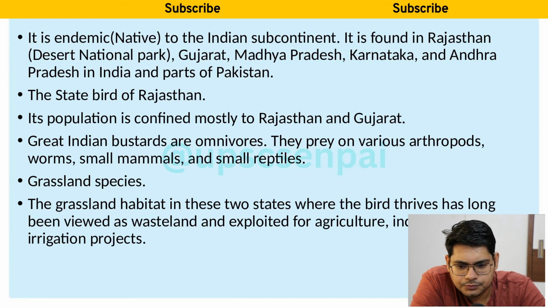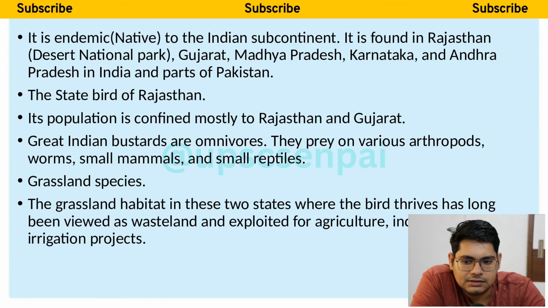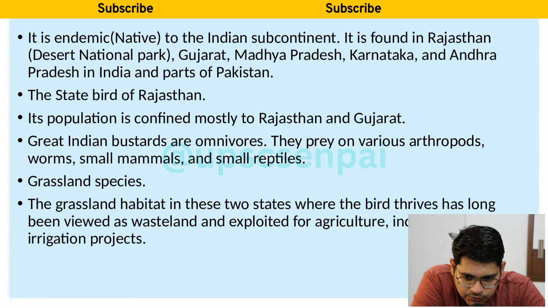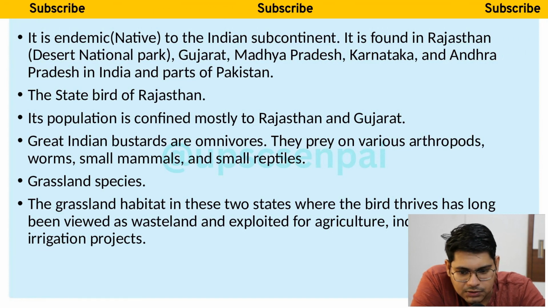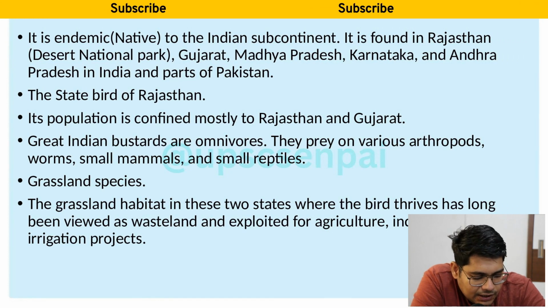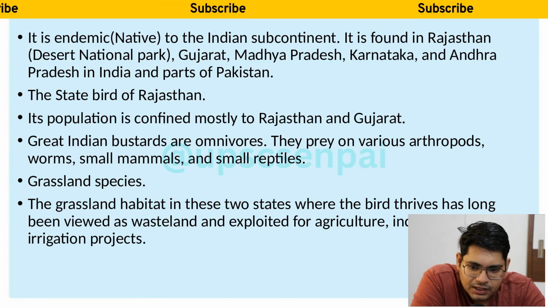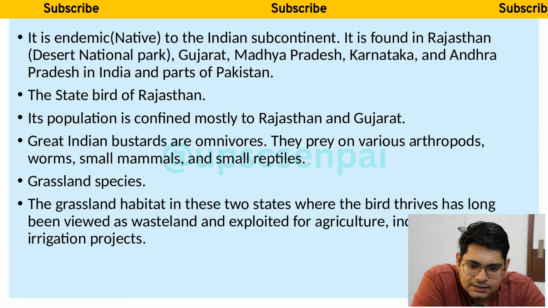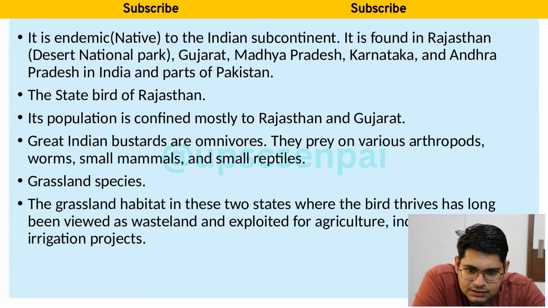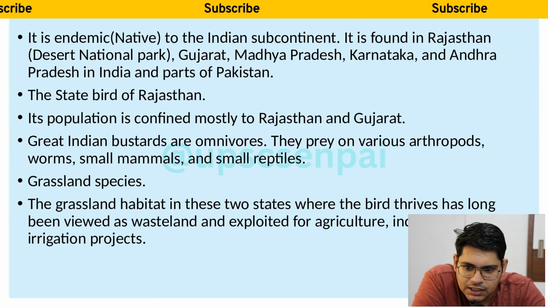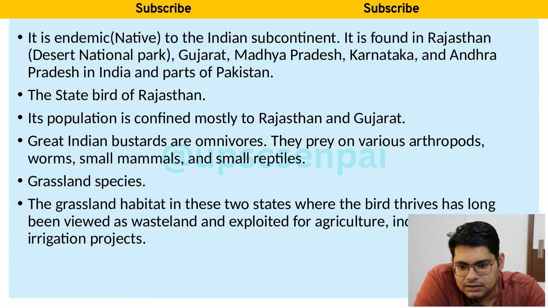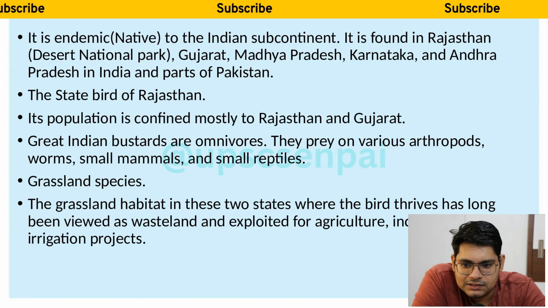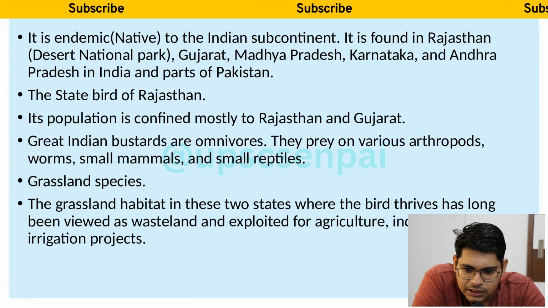So, what kind of birds are these? The Great Indian Bustards are omnivores. They prey on various arthropods, worms, small mammals, and small reptiles. They are a grassland species. Grasslands are their habitat. As I said, we find grasslands in both those states, Rajasthan and Gujarat. That is why their natural habitat is in those states, particularly in those regions, as I mentioned, that we'll look at in the coming slides.